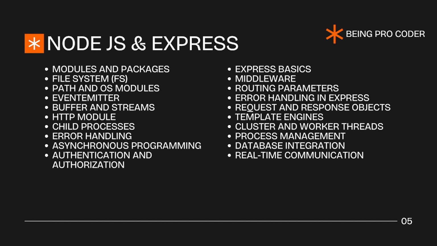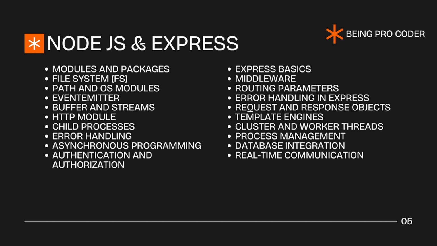Next, event emitters handle events in Node.js applications. Buffer and streams deal with binary data and process the data in chunks. HTTP modules are also most important to learn to handle the HTTP server and requests. Child process modules execute external processes or scripts. Error handling is also a very important concept in Node.js, with techniques to handle runtime errors using try-catch blocks, as we have discussed in JavaScript.